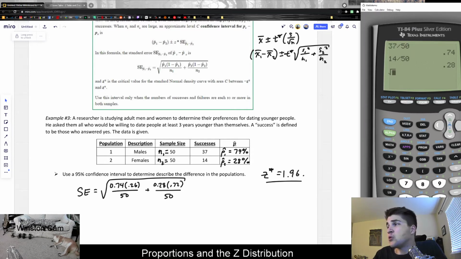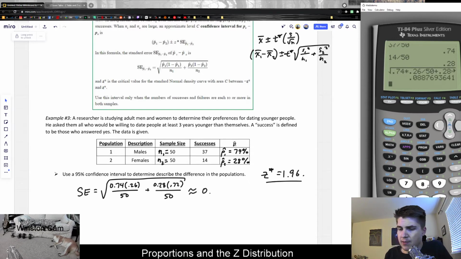So we got the square root of 0.74 multiplied by 0.26 divided by 50, plus 0.28 times 0.72 divided by 50 as well. And that would give us approximately 0.0888 if we round to 3 significant figures. And now we should have everything we need to write a confidence interval. So let's write it and then we'll interpret.